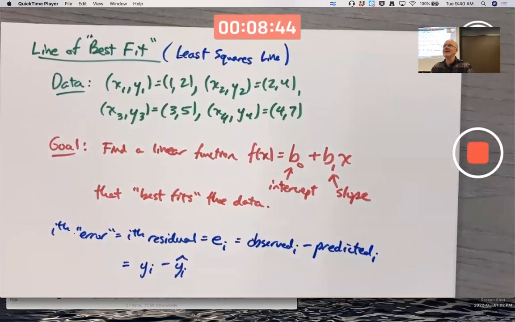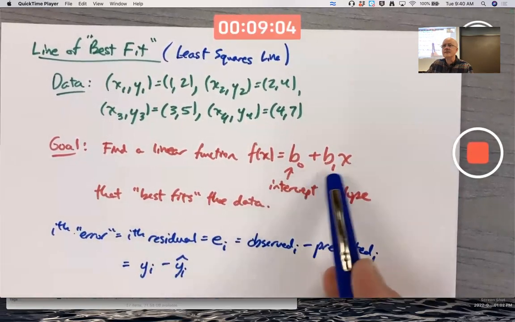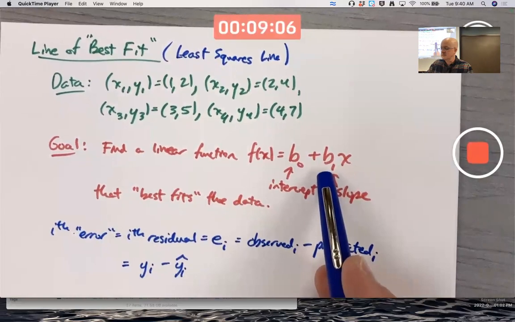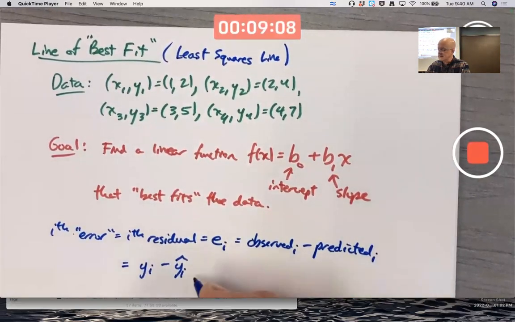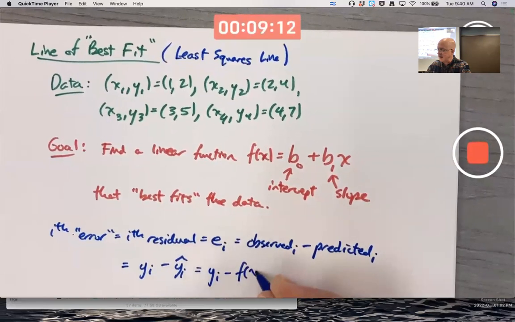Putting a hat, as we've done with proportions, is emphasizing that we're trying to estimate. Think of that as an estimator in the abstract if you wanted to. But how do you find y sub i hat? You use the unknown linear function. So this can also be written as y sub i minus f of x sub i.